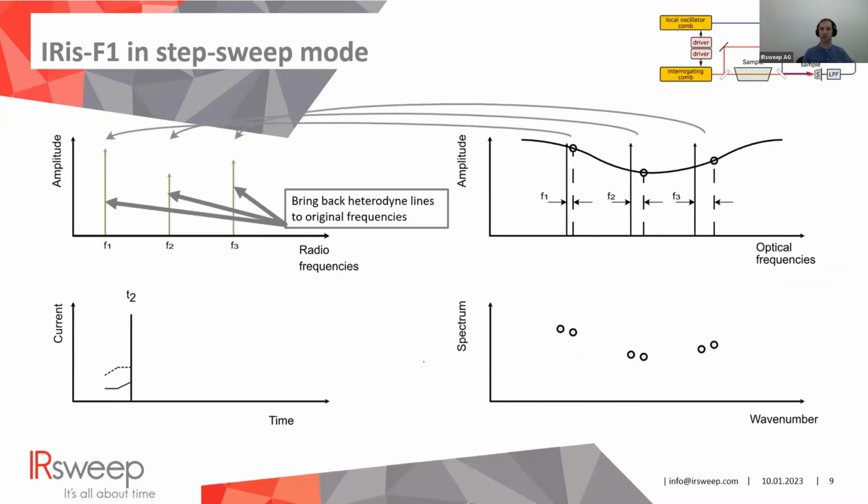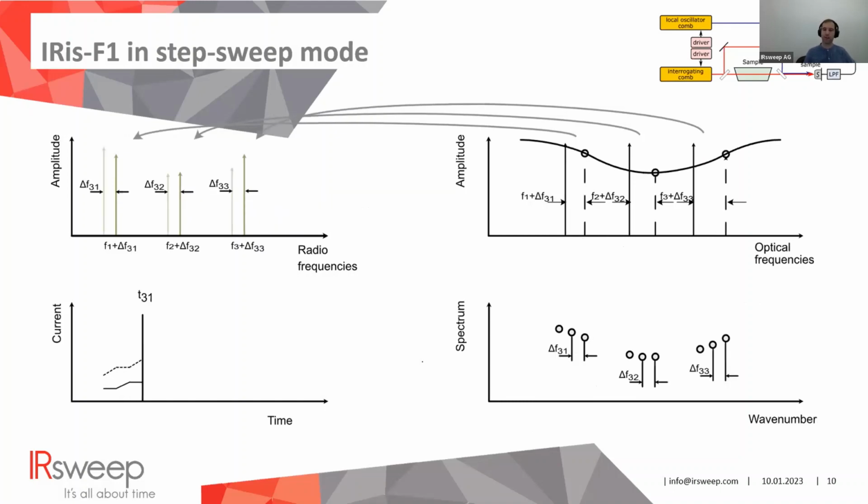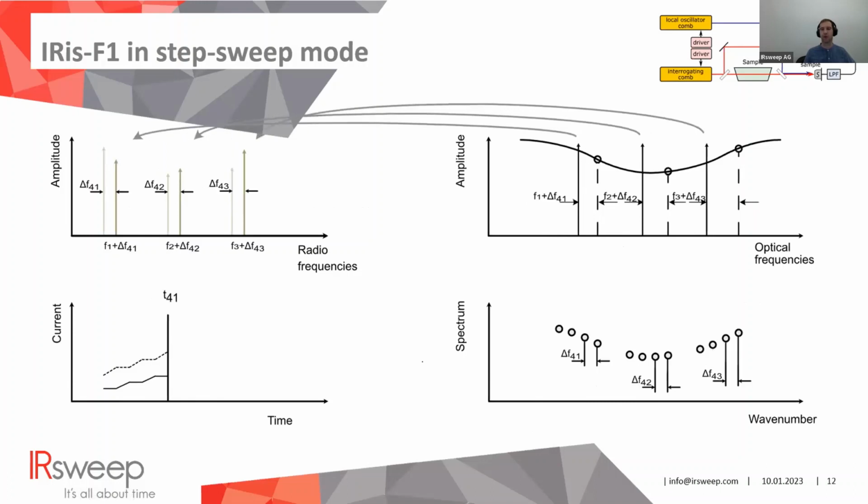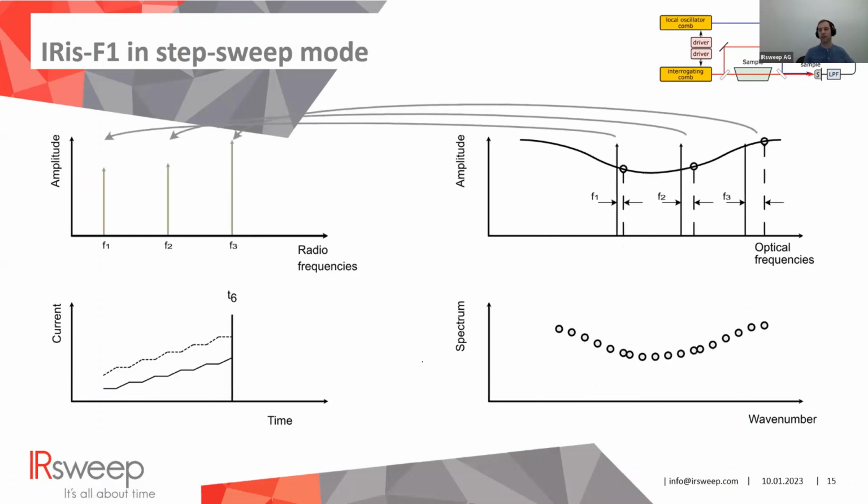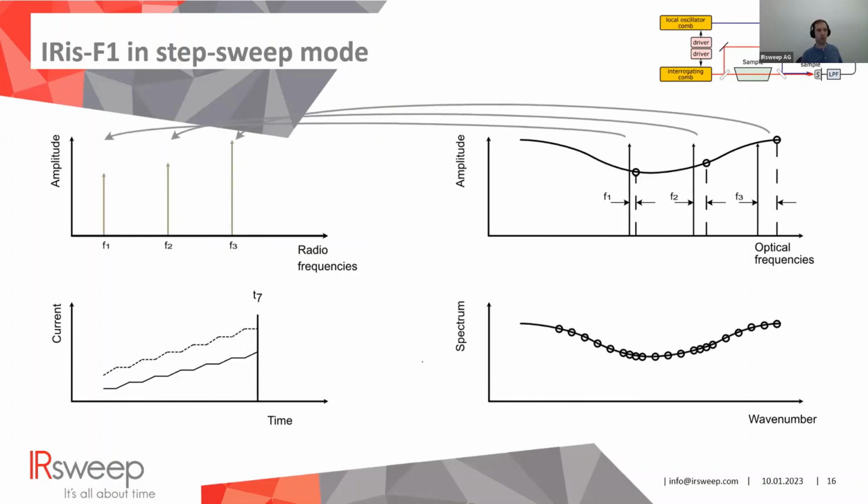Then in the second step, we move the second laser and we close the gap between the beating comb modes again and get the radio frequencies back to their initial position. And then we move the first laser again, and then the second, and the first, and the second, and so on, until we have moved through those 0.3 wave number spacing and get a complete high resolution spectrum.